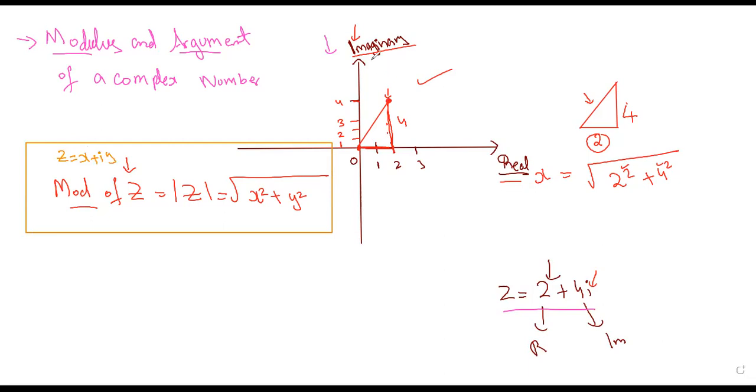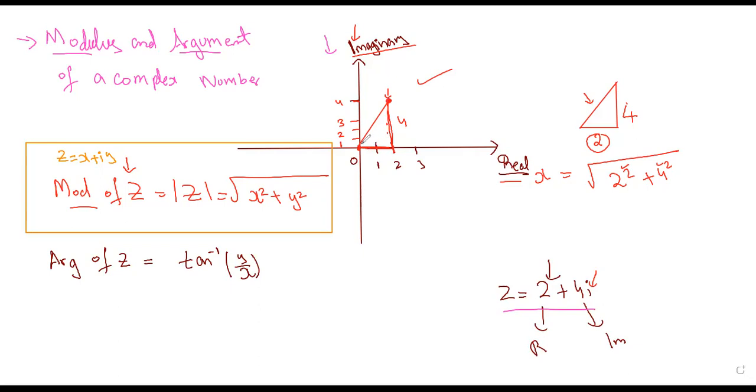And the final thing is argument. The final thing is argument. So for argument, we write arg of z, that basically is tan inverse y by x. Okay, and why is it tan inverse y by x? Do you have any idea?